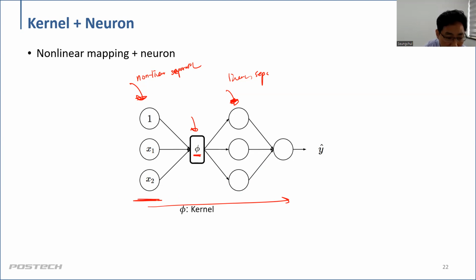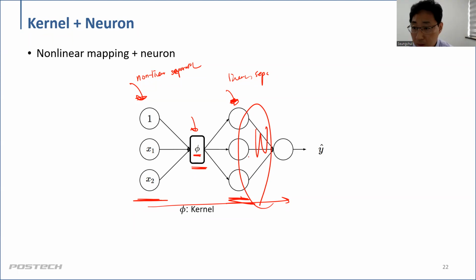So here, suppose the original data set is not linearly separable. We have to do some kind of kernel mapping. And suppose this is linearly separable, then here we can use a linear classifier.